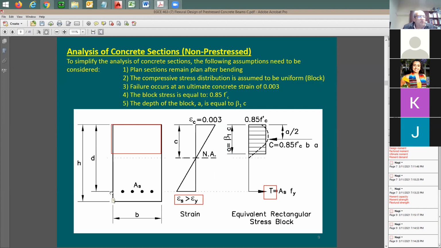All the way to the centroid of the tension rebars. This is going to be critical. Where do you take it to? Let's say that you have 2 lines of rebars. You take it to the centroid of this rebar group.